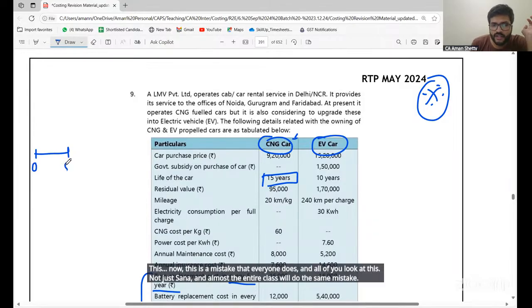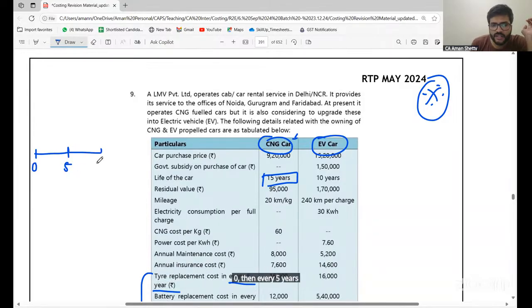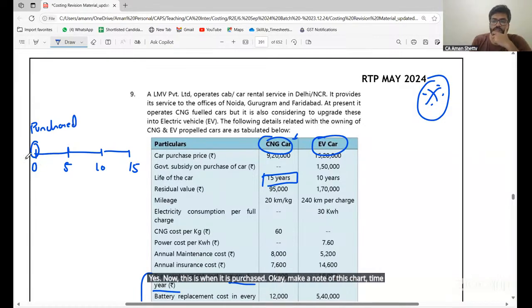0, then every 5 years, am I right? Then 10 and 15, correct? Yes. Now this is when it is purchased. Okay, make a note of this chart timeline. Make a note, everybody write down.